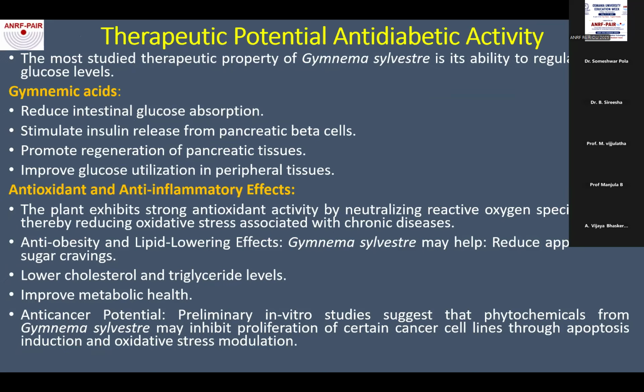Gymnemic acids reduce the intestinal glucose absorption, stimulate insulin release from pancreatic beta cells, promote regeneration of pancreatic tissues, and improve glucose utilization in peripheral tissues. It has antioxidant and anti-inflammatory effects also. It lowers the cholesterol and triglyceride levels and improves the metabolic health. Preliminary in vitro studies suggest that phytochemicals from Gymnema sylvestre also act against cancer through apoptosis induction and oxidative stress.